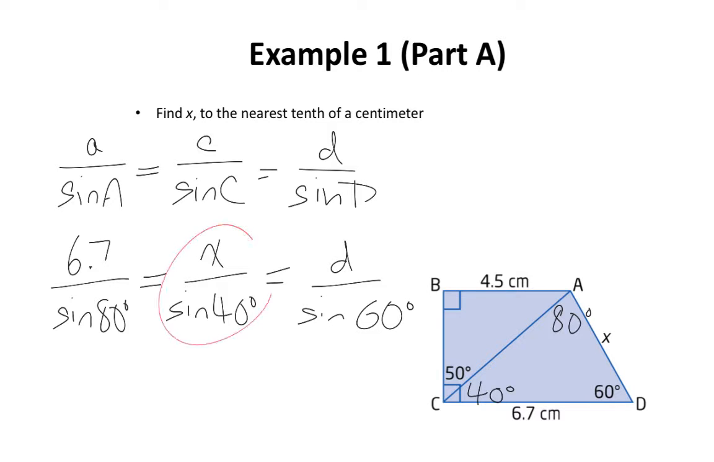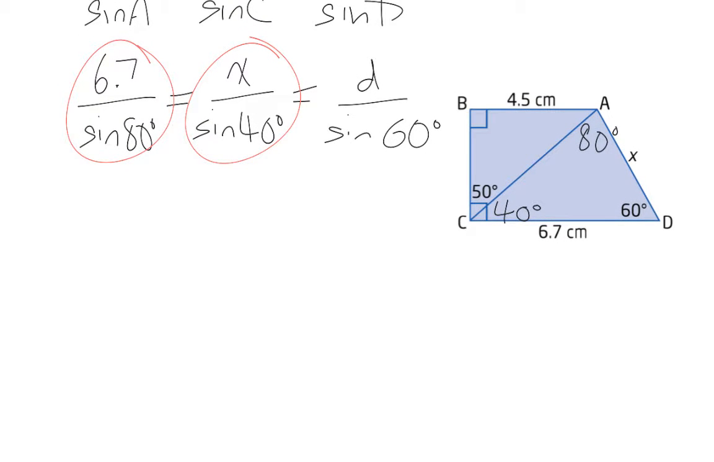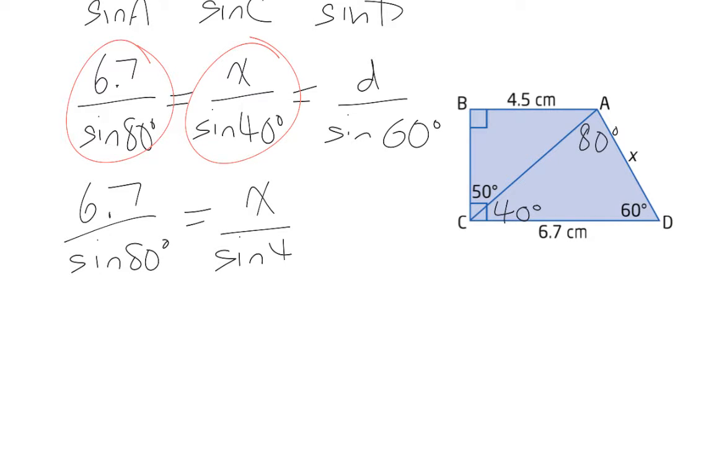For sure, I'm going to be using this fraction since my unknown is in this fraction, and I'm going to be using a fraction which contains both the numerator and denominator. And that's a very easy choice, 6.7 over sine of 80 degrees. I'm going to rewrite these two fractions and I'm going to solve for x. It's really up to you how you want to do the next step. You can either cross multiply or you can just multiply both sides by the sine of 40 degrees. And that is what I'm going to be doing.